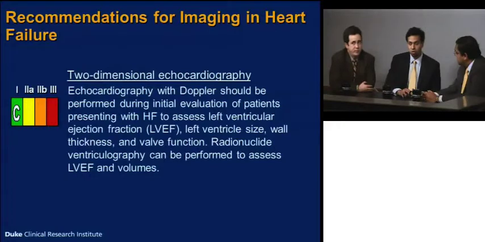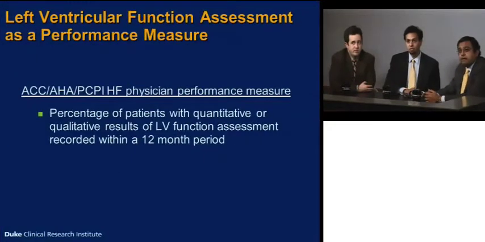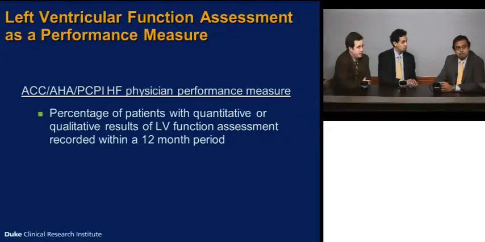One thing I wanted to also have your insight on was the fact that the ACC and AHA, as well as the Physician Consortium for Performance Improvement, is looking at left ventricular function assessment as a possible performance measure. And I was interested in your thoughts on echo as well as other imaging modalities being a means of helping to diagnose and treat patients. It's interesting, and we'll have a conversation here that sounds good.